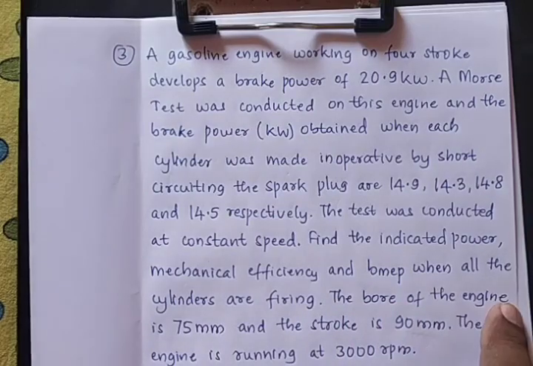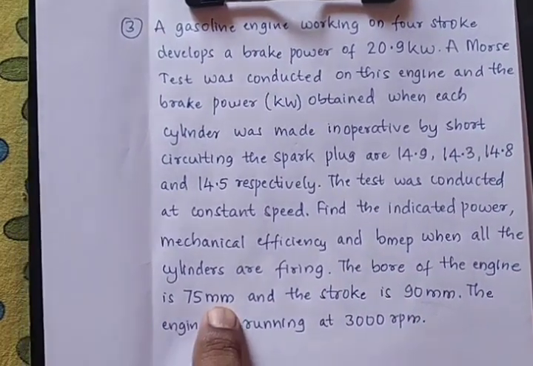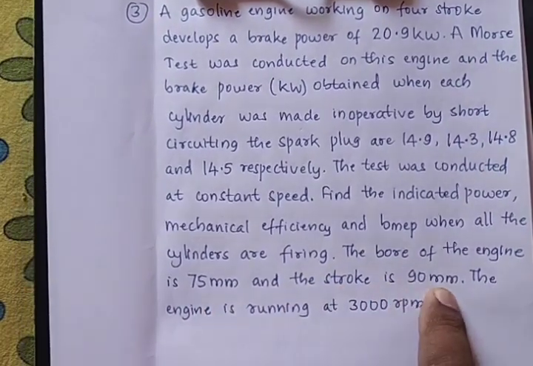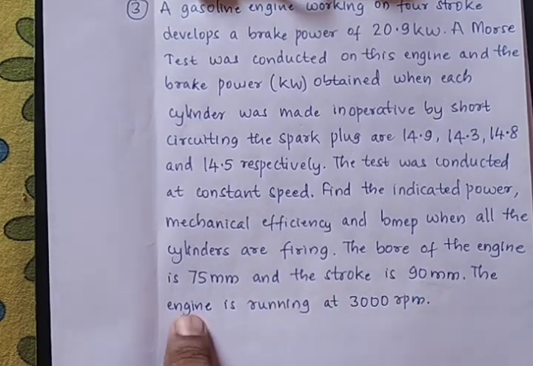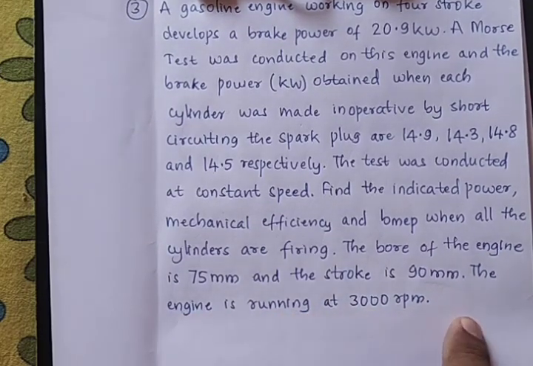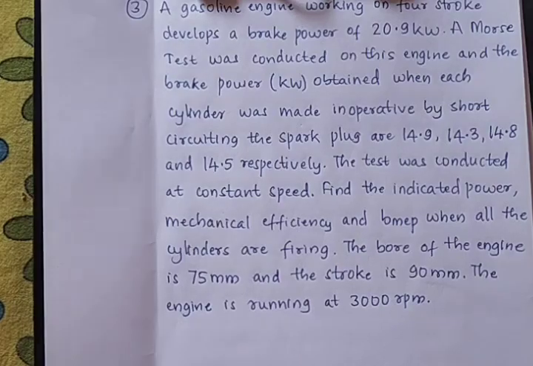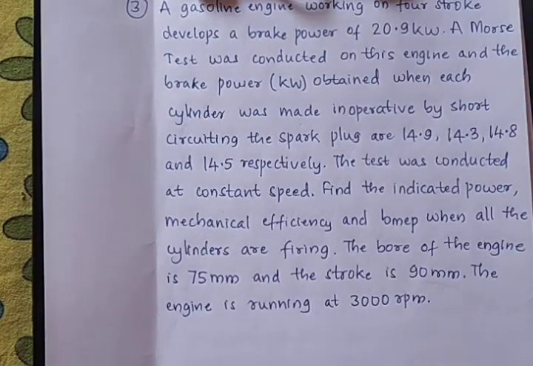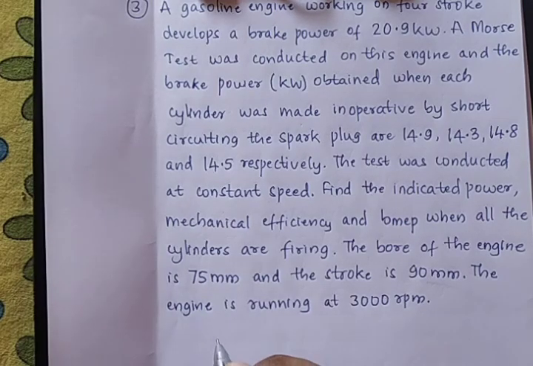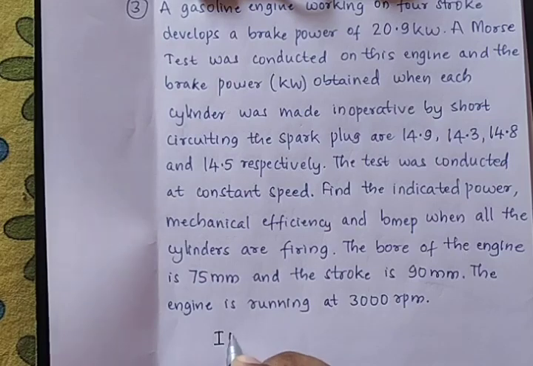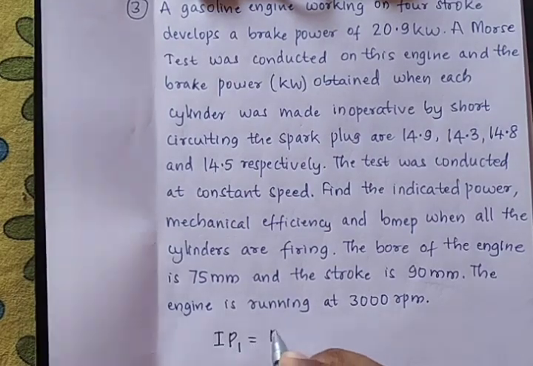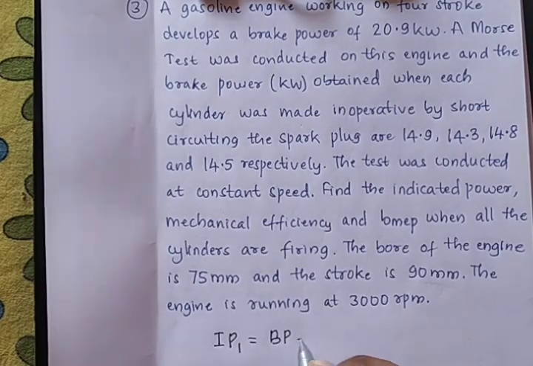The bore of the engine is 75 mm and the stroke is 90 mm. The engine is running at 3000 rpm. So this is the problem given to us. The problem is on Morse's test. So we know the equation to find out the value of IP1, that is, IP1 is equal to BP minus BP1.